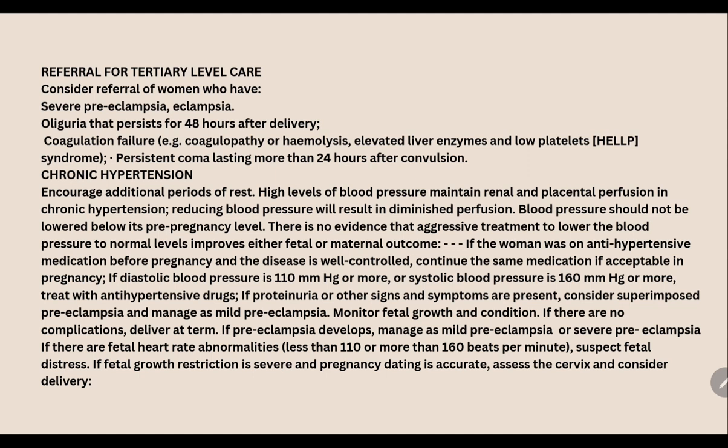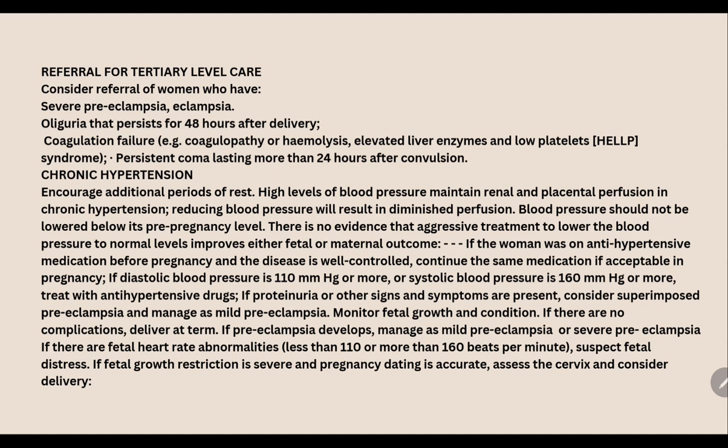So no aggressive treatment will help the perfusion, or improve the maternal or the fetal outcome. If the woman was on an antihypertensive medication before pregnancy and the disease was well controlled, then you can continue the same medication if it is acceptable in pregnancy. If diastolic blood pressure is more than 110 or systolic blood pressure is more than 160, treat with antihypertensive drugs. If proteinuria or other signs are present, consider superimposed preeclampsia or manage as mild preeclampsia.